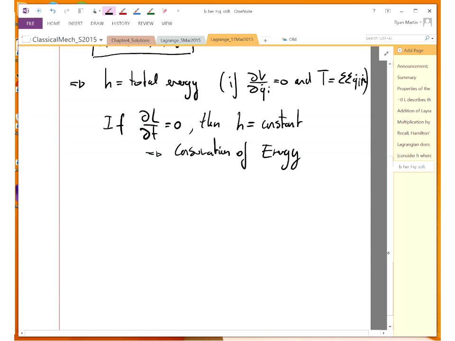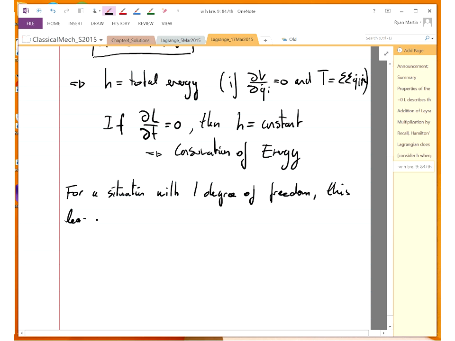So for a situation with 1 degree of freedom only, this leads to being able to write the equation of motion as an integral.